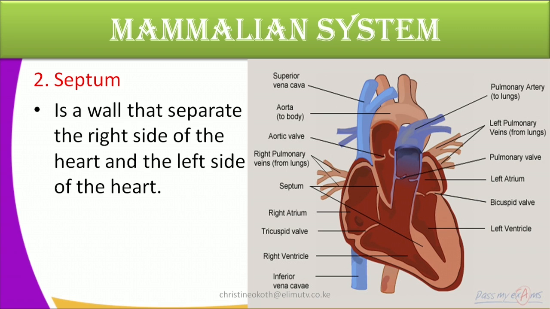So what exactly is the function? We know that on the right side of the heart we find the deoxygenated blood, and on the left side of the heart we find oxygenated blood. So the main purpose of the septum is to prevent the mixing of deoxygenated blood and oxygenated blood.